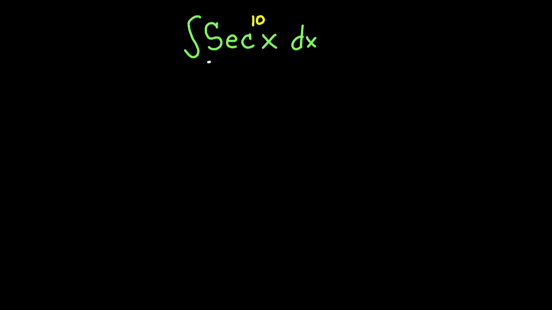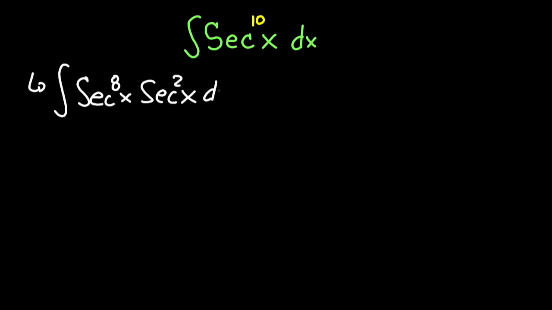Let us evaluate the integral of secant to the power 10 of x. When dealing with an integral of secant and your exponent is an even number, you would first need to factor out a secant squared of x, making this secant to the power 8 of x multiplied by the factored out secant squared of x dx. And for the remaining terms here, you would want to transform this into its trigonometric identity, wherein secant squared of x would be equal to tan squared of x plus 1.